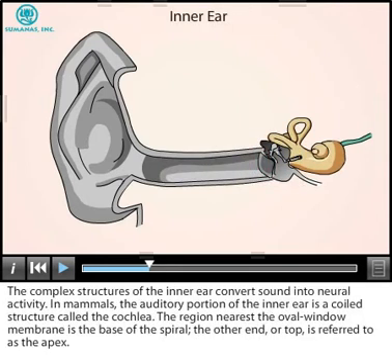The complex structures of the inner ear convert sound into neural activity. In mammals, the auditory portion of the inner ear is a coiled structure called the cochlea. The region nearest the oval window membrane is the base of the spiral. The other end, or top, is referred to as the apex.